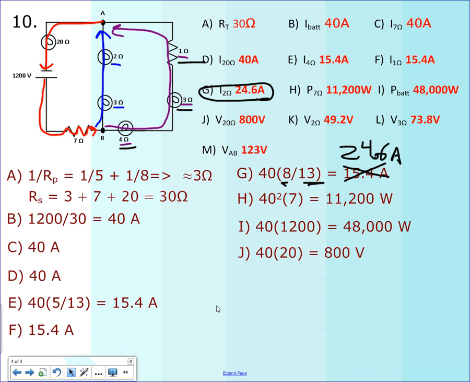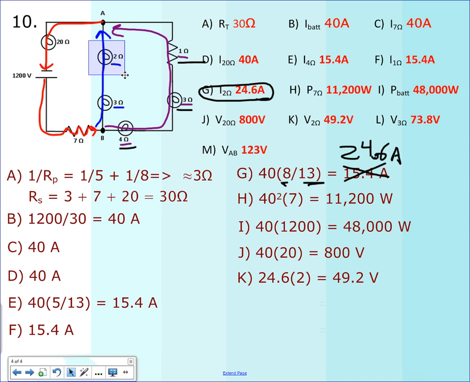Part K, the voltage drop of the 2 ohm resistor. We don't want to know the voltage drop down the whole blue path. We want to know just how much is lost on that 2 ohm resistor. Well, voltage drop is I times R, and we've figured out that 24.6 amps goes down that blue pathway. So that's going to be our I. And our R is 2, since we only want the 2 ohm resistor. So 49.2 volts is lost just right here.